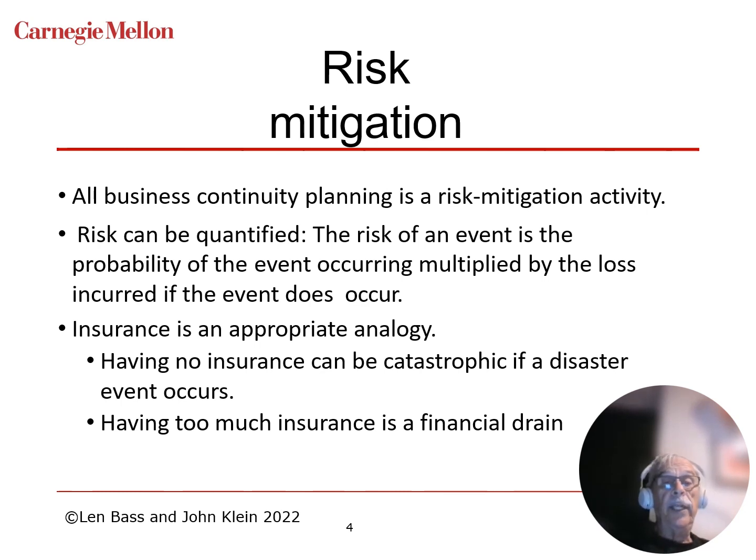So you can view a disaster plan as risk mitigation. So risk can be quantified. So the risk of an event is the probability of the event occurring times the loss incurred if the event does occur. And you can think of insurance. If you have no insurance, that could be catastrophic if a disaster occurs. On the other hand, if you have too much insurance, that's a financial drain.